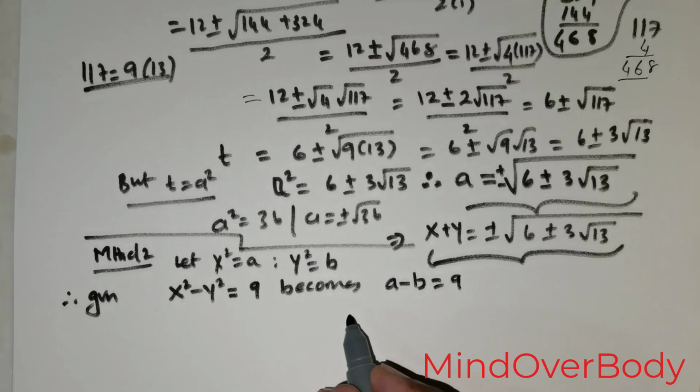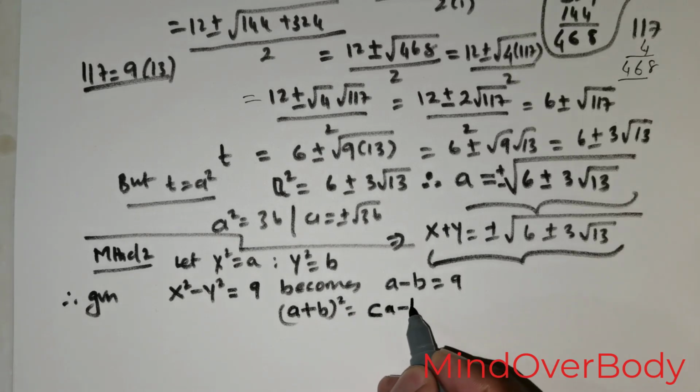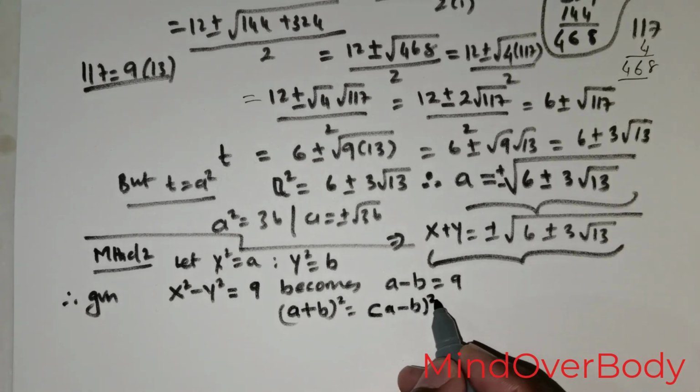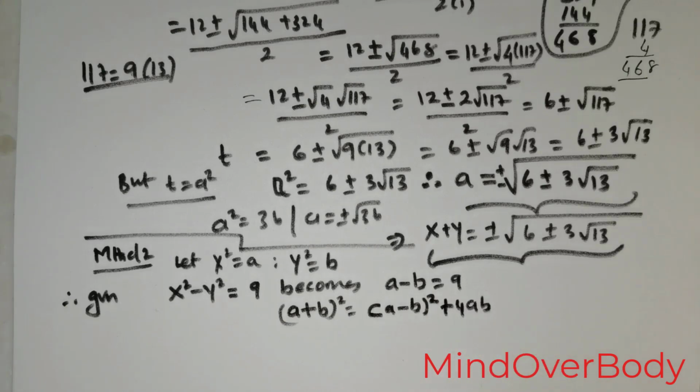Now using algebraic identity, what is that? We know that a plus b raised to the power 2 can be rewritten as a minus b raised to the power of 2 plus 4 times ab. You can check it out. If I were to bring a minus b raised to the power 2 on the left and add it with a plus b raised to the power 2, I would be getting 4 times ab.